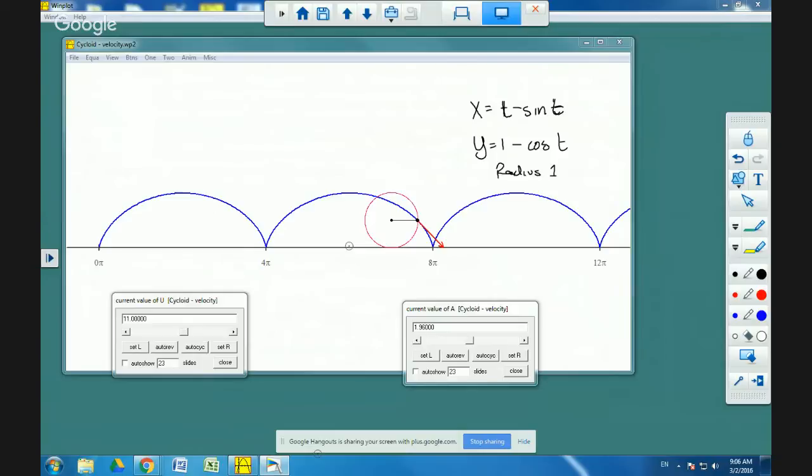So generally, the x is Rt minus R sine t. And the y is R minus R cosine t. So you have your radius here. That would be how big the arc actually would be. In this case, it's 1. So it's a cycloid. It's just an arch shape.